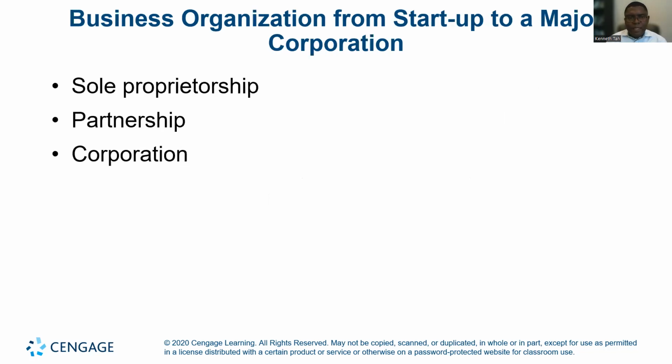There are three basic forms of business organization. When a business is formed, that business can either be set up as a sole proprietorship, or it could be a partnership, or it could be set up as a corporation. So we'll talk about these different forms of business organization, their benefits, and their disadvantages.